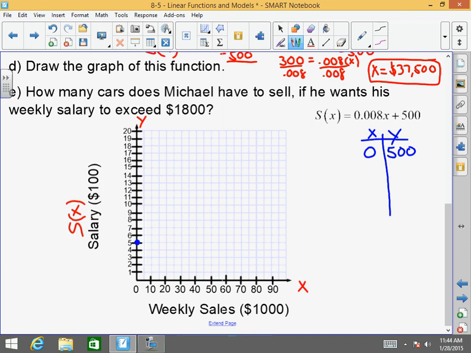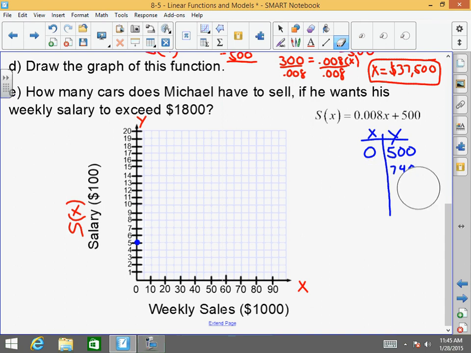So let's go ahead and choose when the sales are, I don't know, $30,000. So when x is 30,000, I've got 0.008 times 30,000 plus my 500. That's going to be 740. That's not really a good one, is it? Because we're going to have to estimate. So let's choose a little bit of a better one.